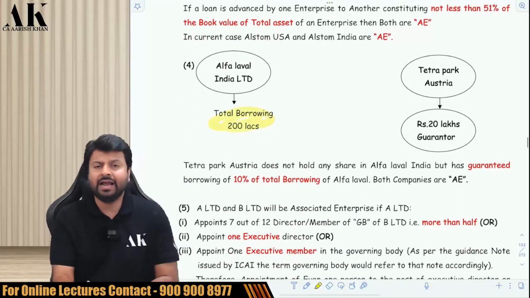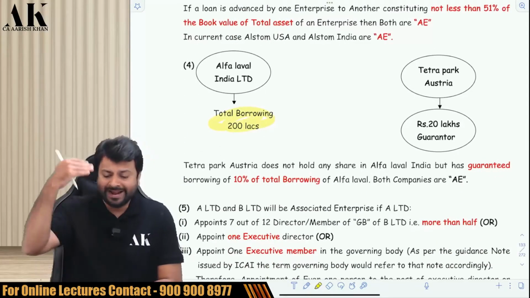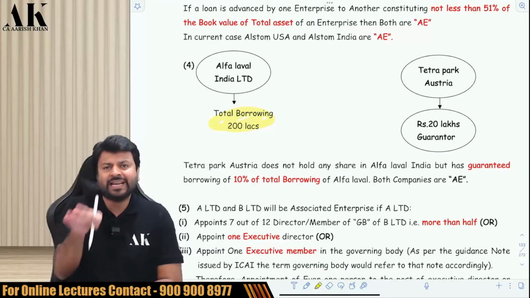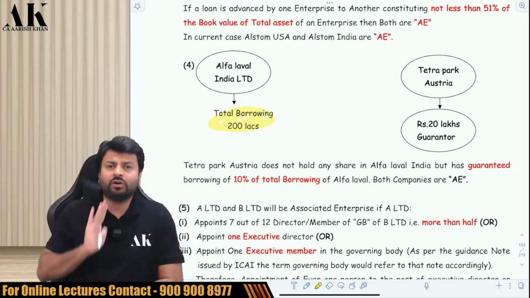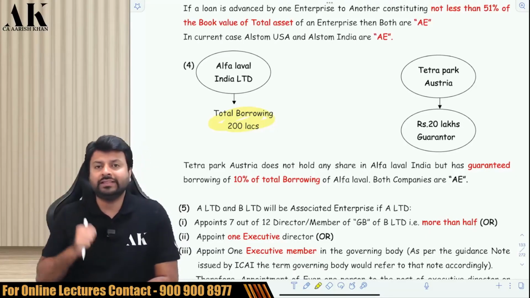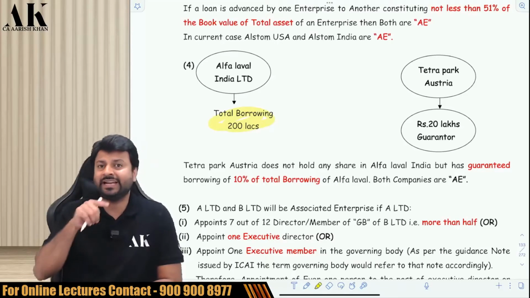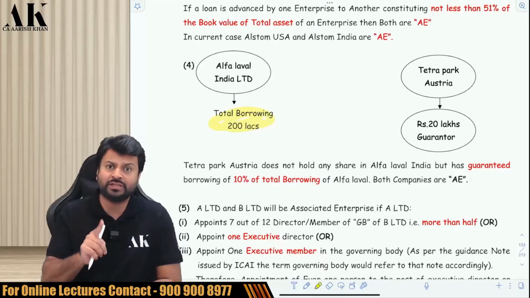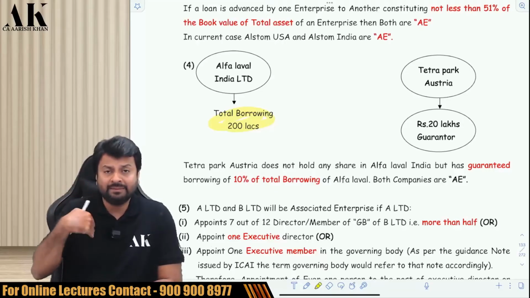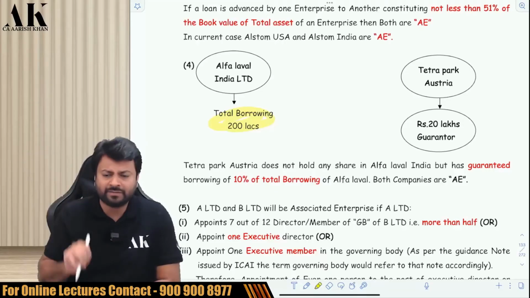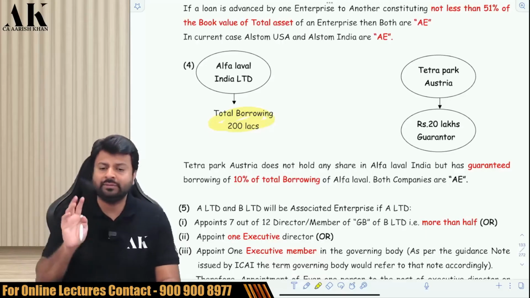Next, if I have a total borrowing of 200 lakhs and you guarantee me at least 10% of that, 10% or more, you are the guarantor, and therefore you and I will be considered deemed associate enterprises. See, there are various varieties of associate enterprise over here. I am borrowing and you are guaranteeing just 10% of my total borrowing, then also we both are deemed to be associate enterprises.